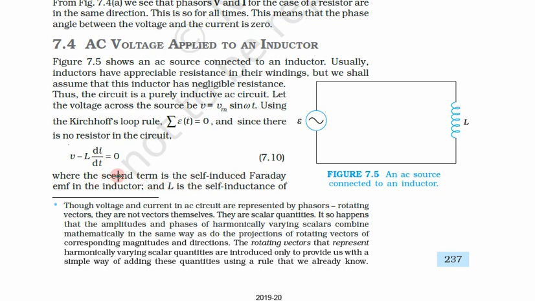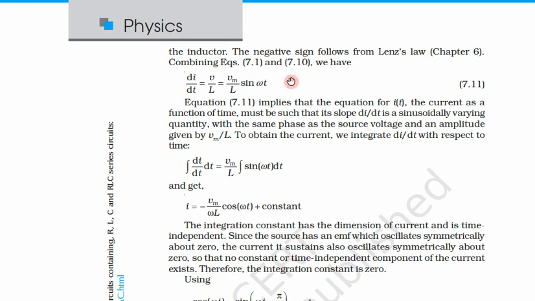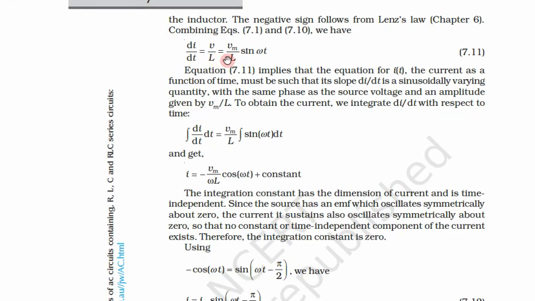Here the second term is self-induced. This is the self-induction that we learned about in the last chapter. L is the self-inductance of the inductor and it works like an inertia. The negative sign is from Lenz's law. Otherwise the potential will keep on increasing. If it were positive, the potential would keep on increasing to infinity, so this must be negative.